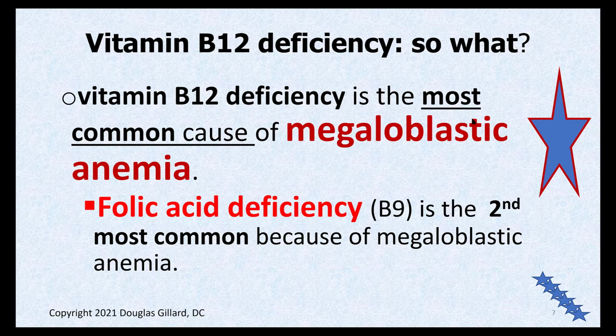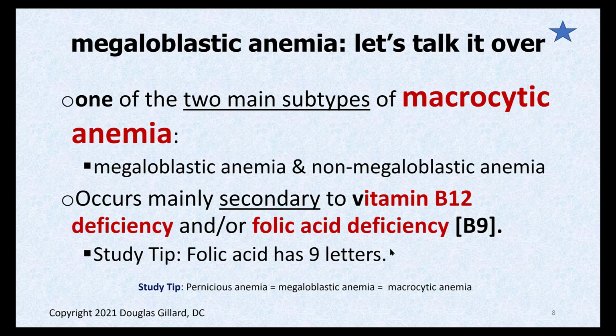So vitamin B12 deficiency is the most common cause of something called megaloblastic anemia. Folic acid deficiency or vitamin B9 deficiency is the second most common cause of megaloblastic anemia. So this is where it starts to get a little confusing. So what's the deal with this megaloblastic anemia? It is one of the two main subtypes of the major heading, which is called macrocytic anemia. So under the major category of macrocytic anemia, there's megaloblastic anemia, which we're talking about today, and there's non-megaloblastic anemia, which we're not going to worry about.